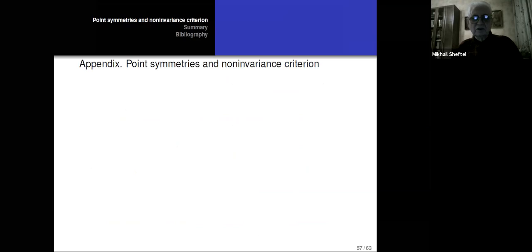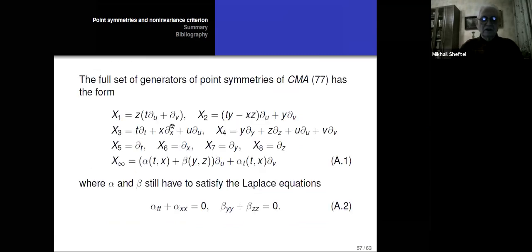Now, what is the rigorous way to check the non-invariance of the solutions? First, you easily calculate Lie point symmetries of this equation in the two-component form. We have 8 generators and also an infinite subalgebra, where alpha and beta are harmonic functions in t, x and y, z.